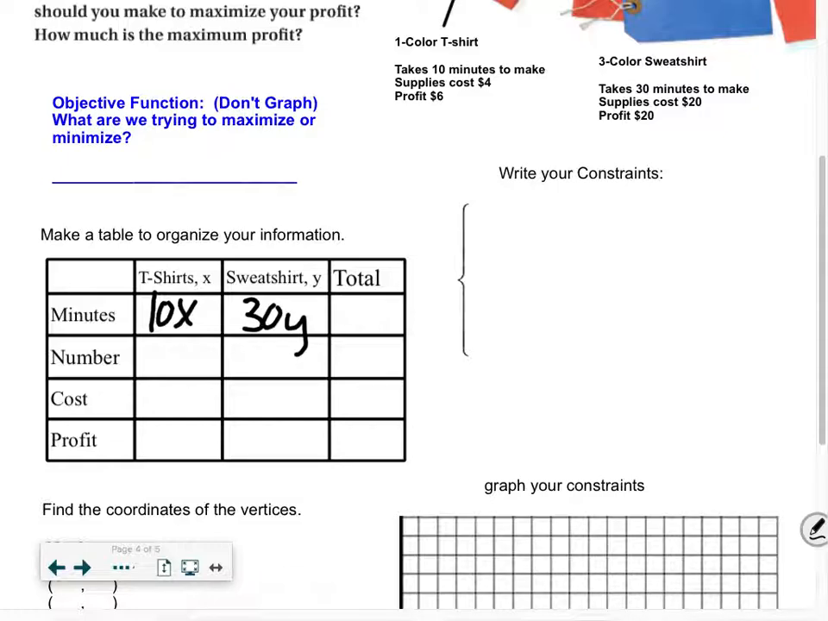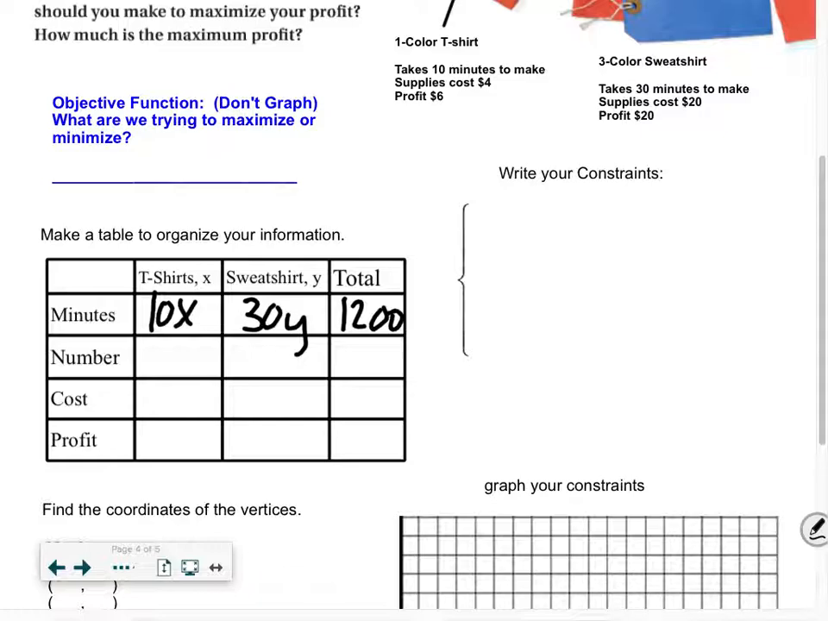Here's a trick question. How many total minutes up in those bullet points does it say that I have to make these? X plus Y. 10x plus 30y. 20 hours. That's hours though, right? So I gotta make them minutes. Times 60. So we got 1,200 total minutes.